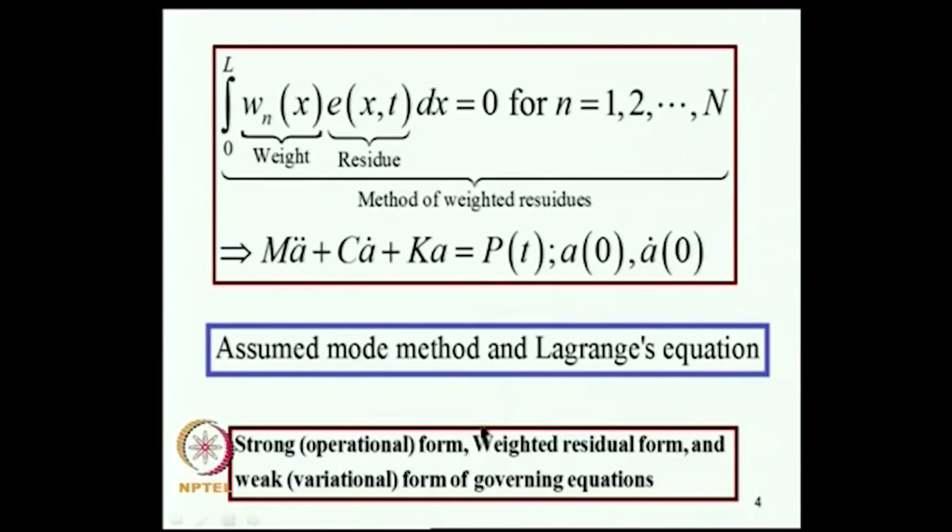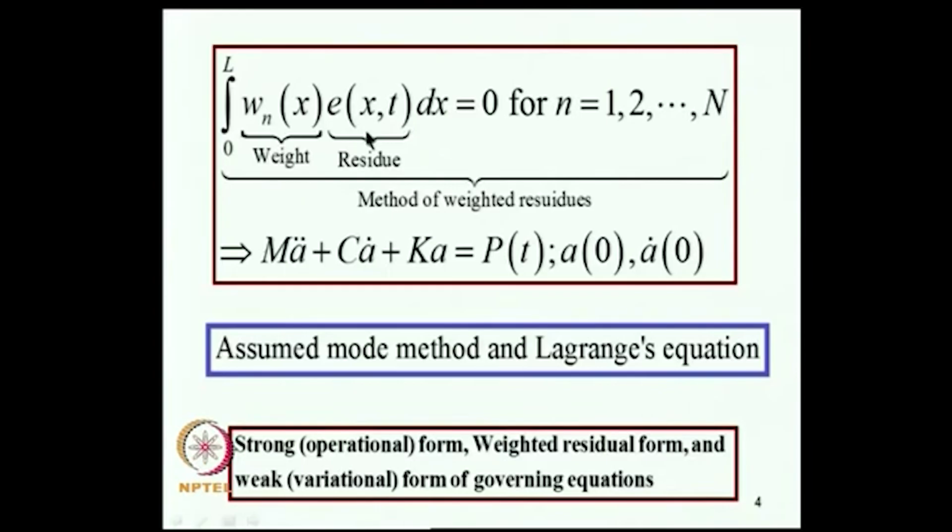So, the format is that we have the residue term and we select n weight functions and write these equations for n equal to 1 to capital N, thereby leading to a set of ordinary differential equations for the unknown generalized coordinates. Now, the implementation of this method requires choices to be made on two quantities, namely trial functions and weight functions.